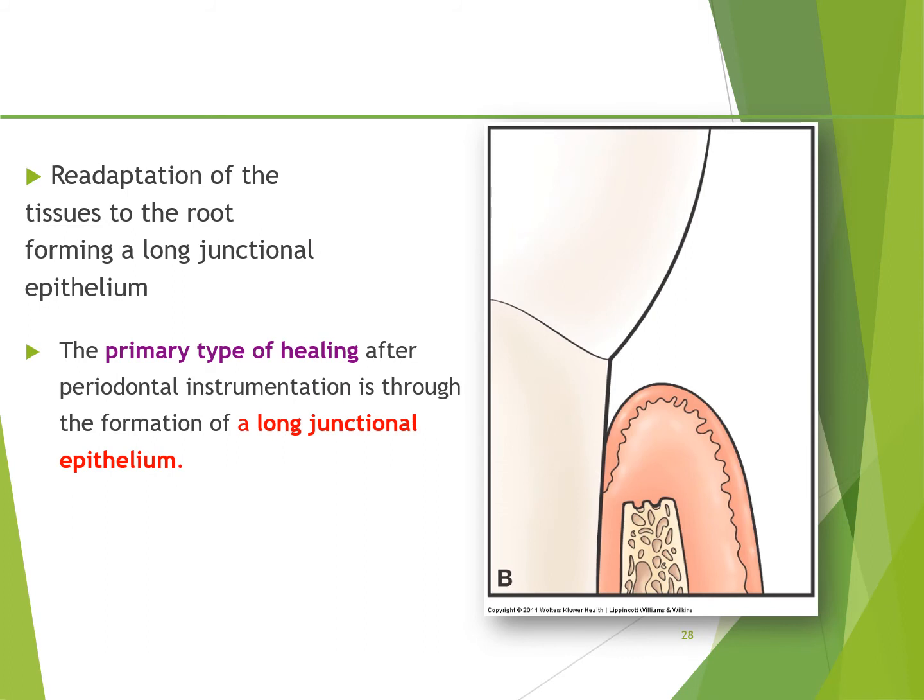Okay, stop the presses. This is a great test question for those of you that are curious. The primary type of healing after periodontal instrumentation is through the formation of a long junctional epithelium. So a long junctional epithelium is the type of primary healing after periodontal instrumentation. Test question, note card, test question.